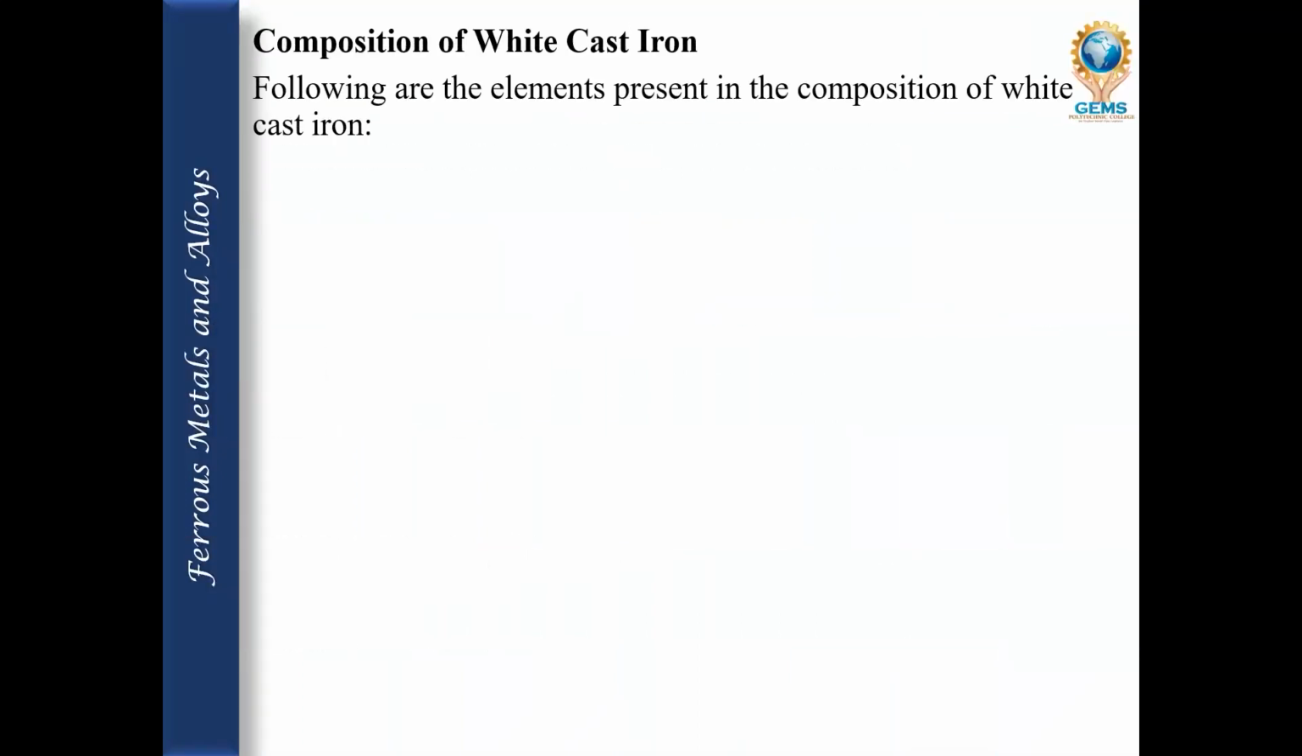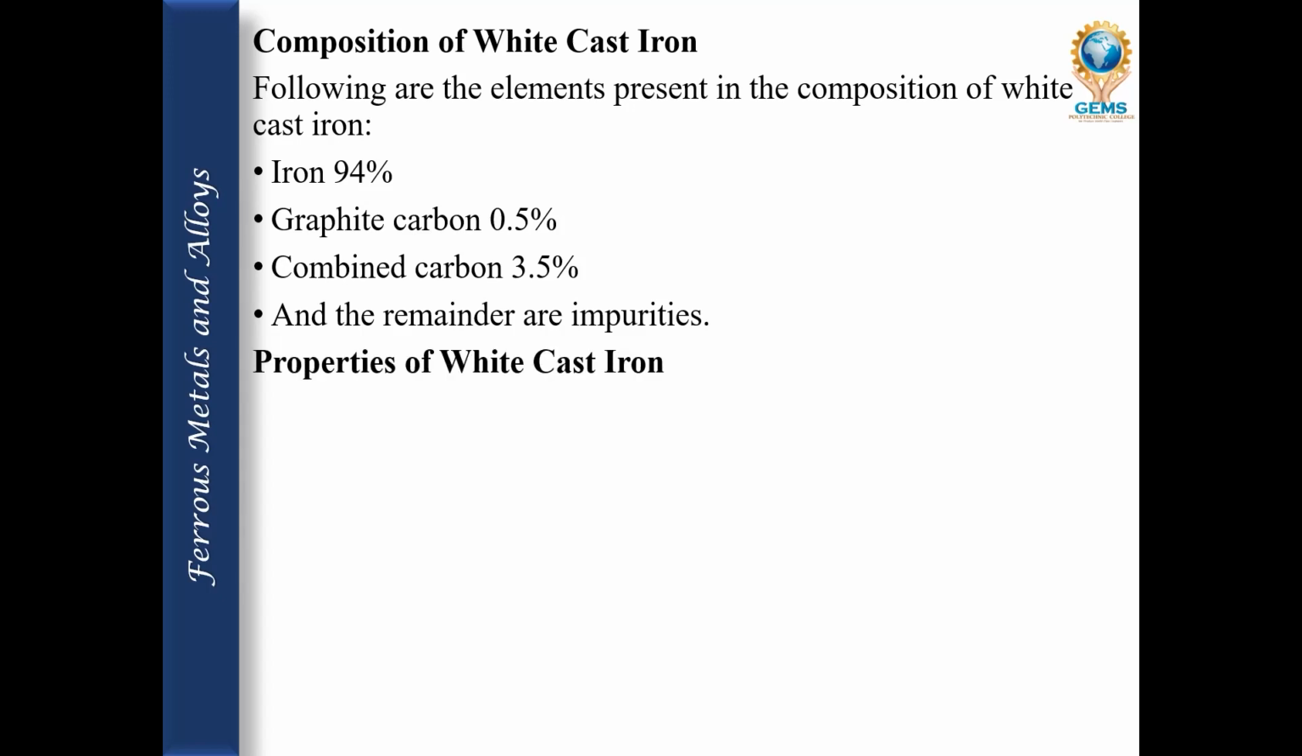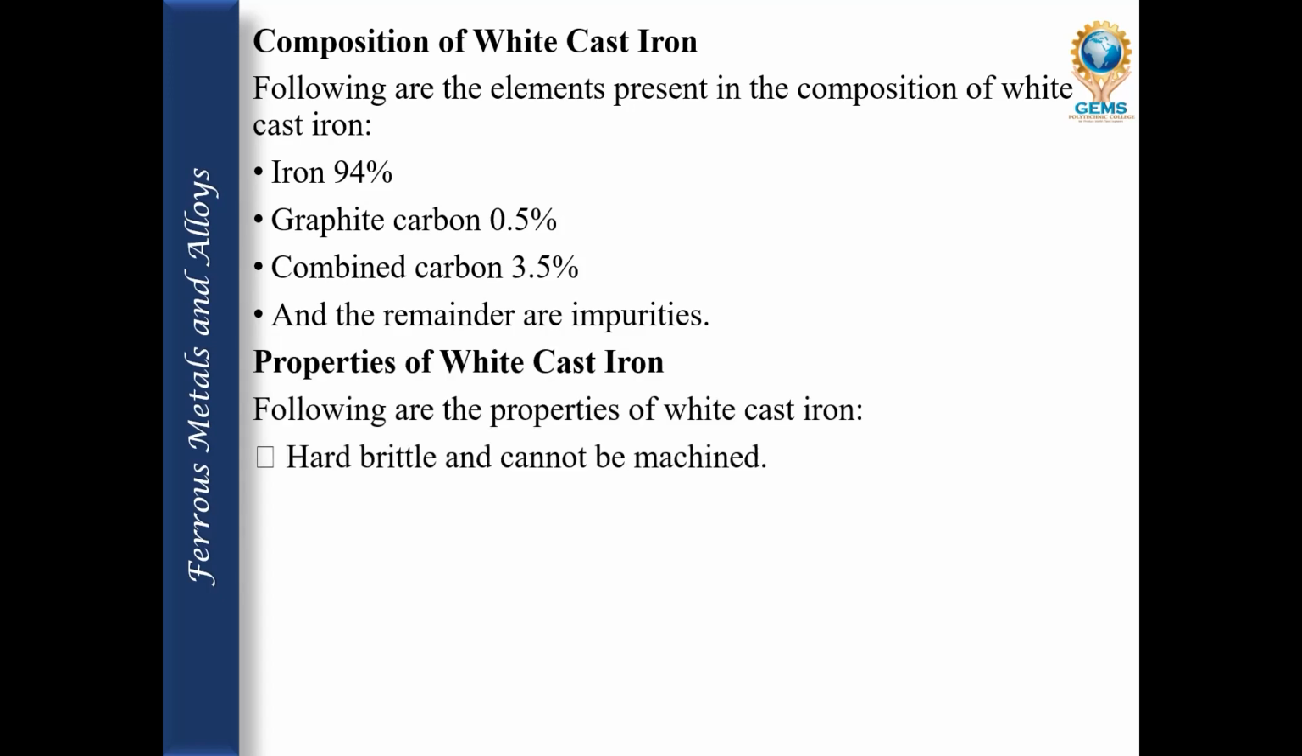So these are the following combinations. Following are the elements present in the composition of white cast iron: iron 94%, graphite 0.5%, and combined carbon 3.5%. The remainder are the impurities. Properties of white cast iron. The following are the properties of white cast iron: hard, brittle, and cannot be machined. So basically it's very hard and it cannot be machined.